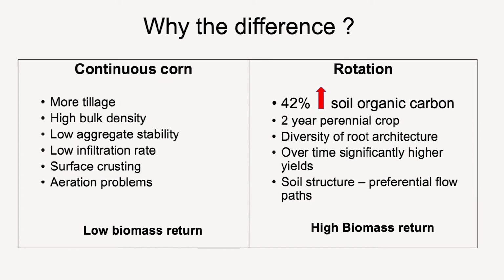Well, none of this is too mind-blowing, but you have more tillage, higher bulk density, lower aggregate stability, lower infiltration, and it's a feedback process. You have poorer and poorer years, year after year, you're returning less organic matter back to the soil, and it's kind of a negative feedback loop. Whereas here you have a 42% increase in soil organic carbon compared to the continuous corn. You have that 2-year perennial crop to allow things to settle, you have deeper rooting going on, and over time, significantly higher yields. And it's that, again, divergence between degrading and improving. You get this huge difference in water dynamics.